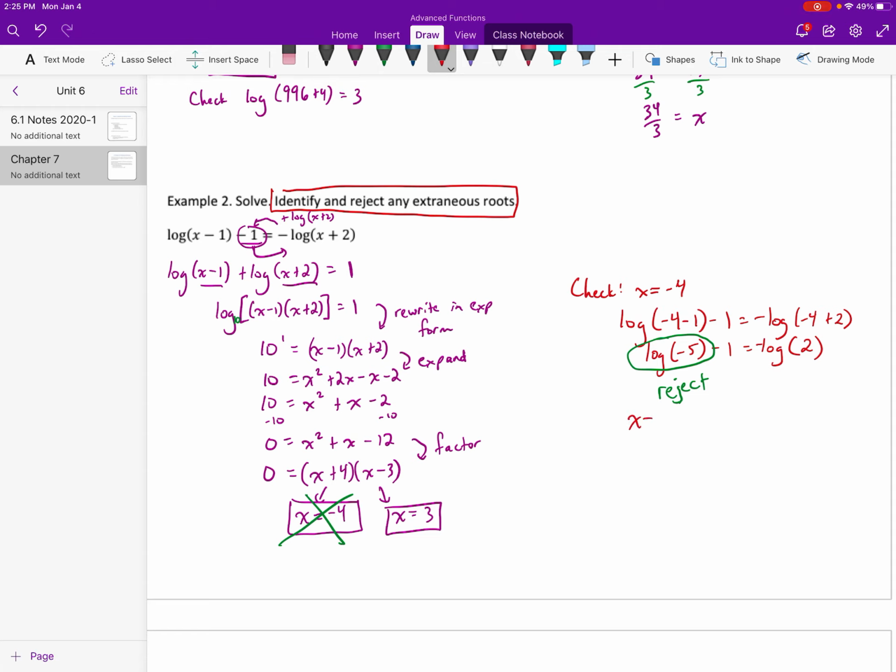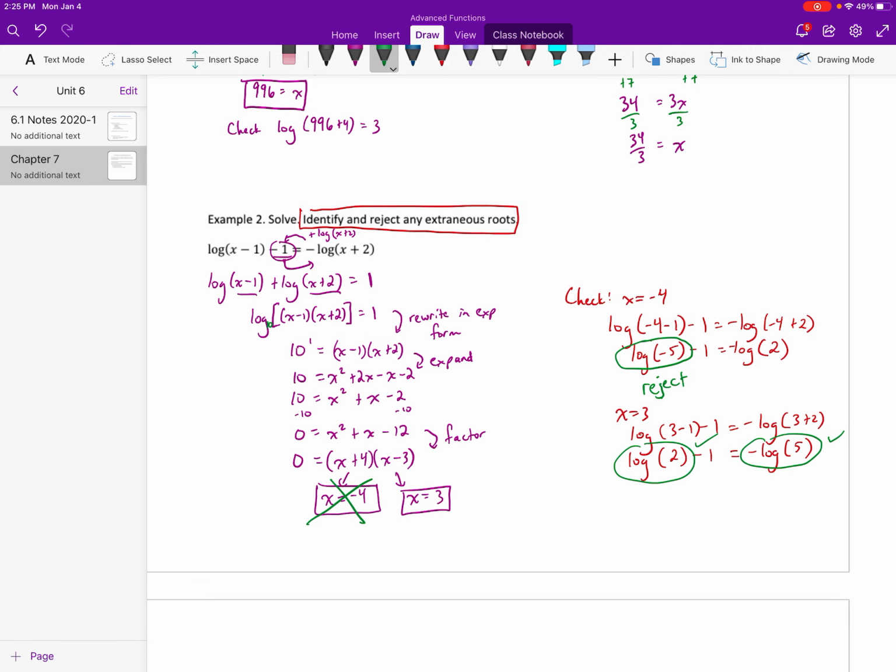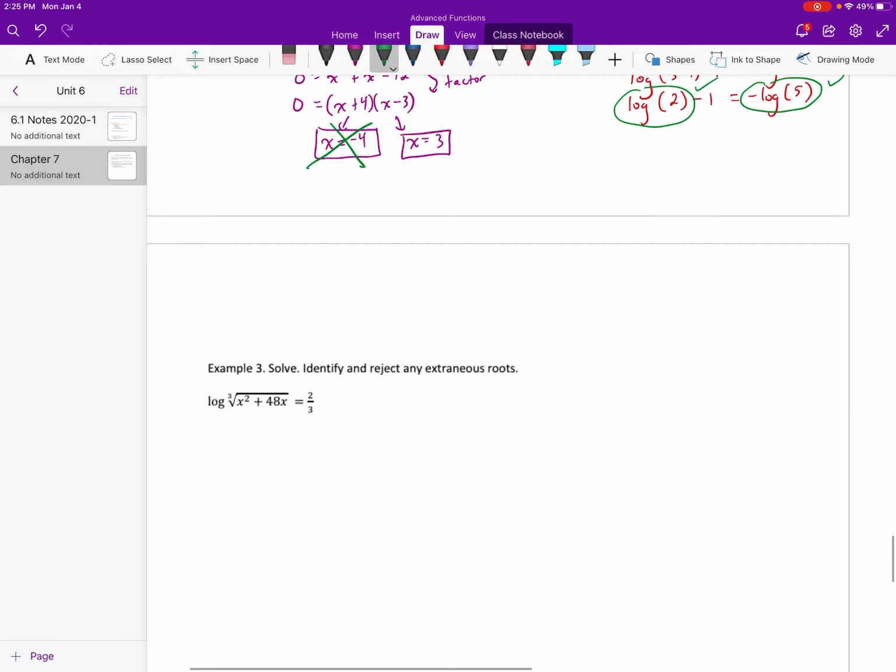Now let's test x equals 3 and make sure that one works. So we get log of 3 minus 1 equals negative log of 3 plus 2, which gives us log of 3 minus 1, which is 2, minus 1 equals the negative log of 3 plus 2, which is 5. You'll notice that here we have logs of positive numbers. That's okay. You can check this in your calculator, and you will get them to equal the same. So there's no need to reject any of these roots.